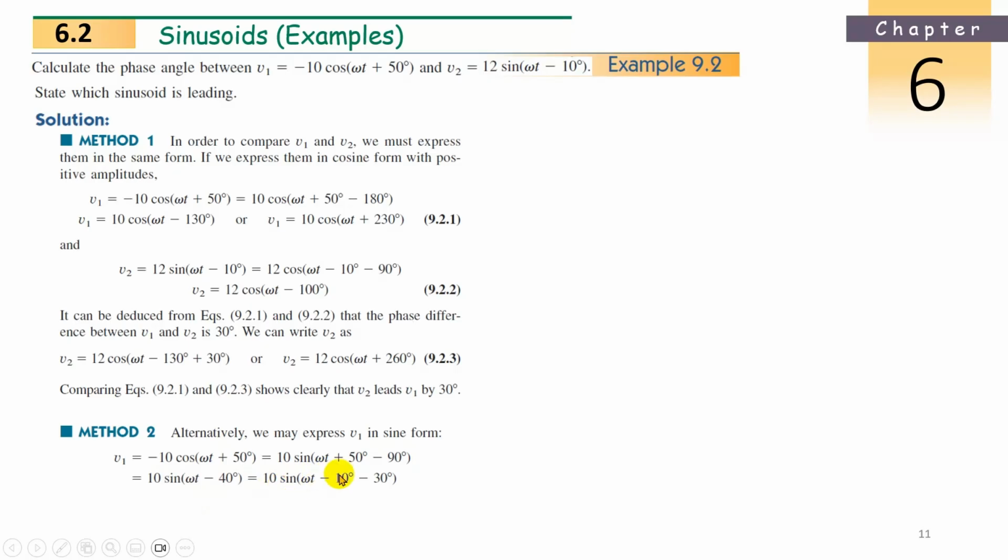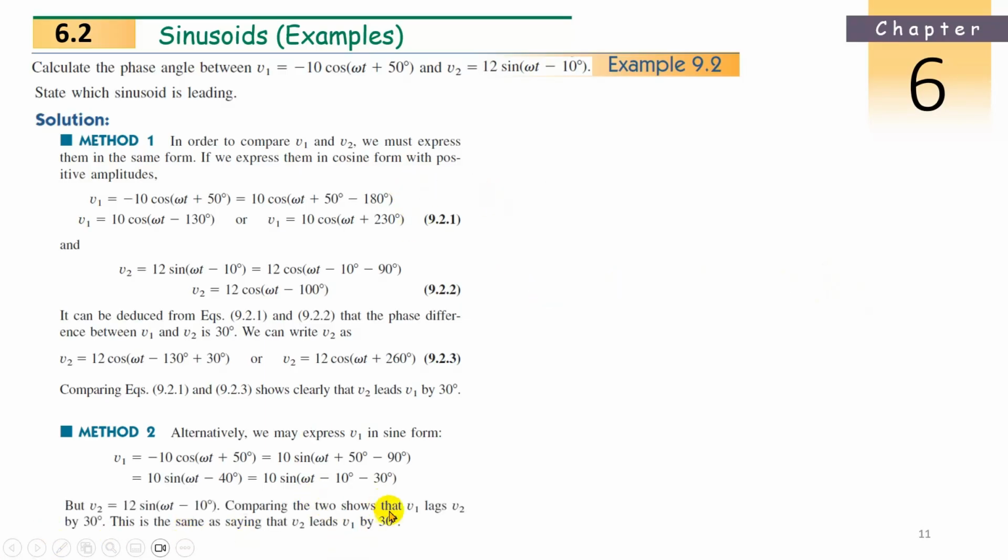Then 10 sin(omega t minus 10 minus 30), because V2 already has minus 10. So first put omega t minus 10, and the remaining is minus 30. So here also minus 30. Which one is it? It is V1. So V1 is lagging V2. So V2 is leading V1, we can say.